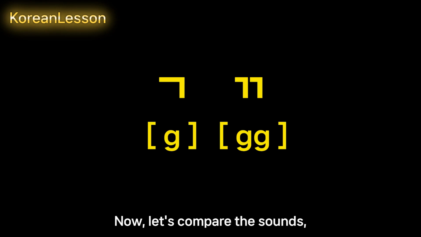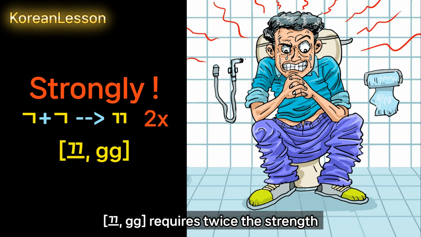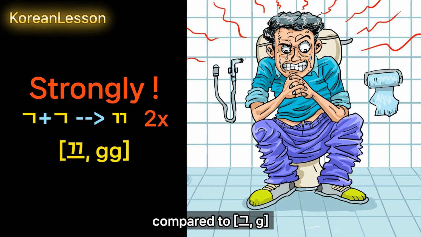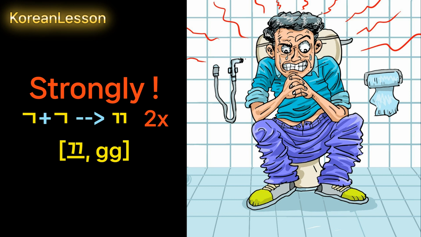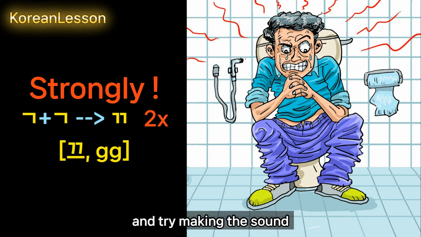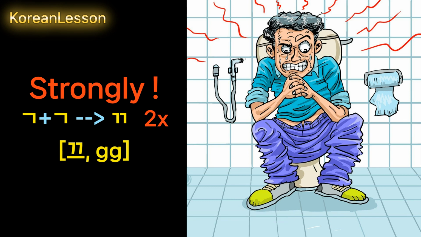Now, let's compare the sounds. 그, 그, 그. 쌍기역 requires twice the strength compared to 기역, because it has 2 instances of the sound. Give it some force and try making the sound. 그. Strongly. 그.